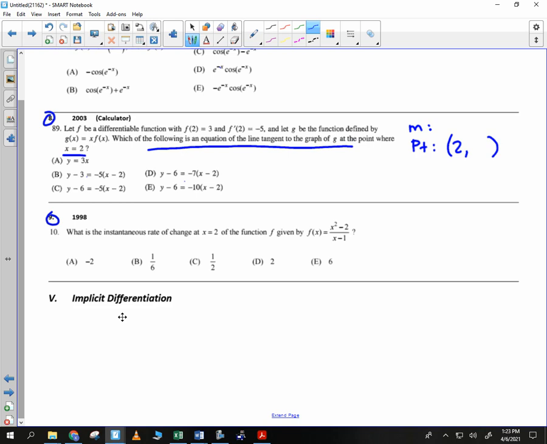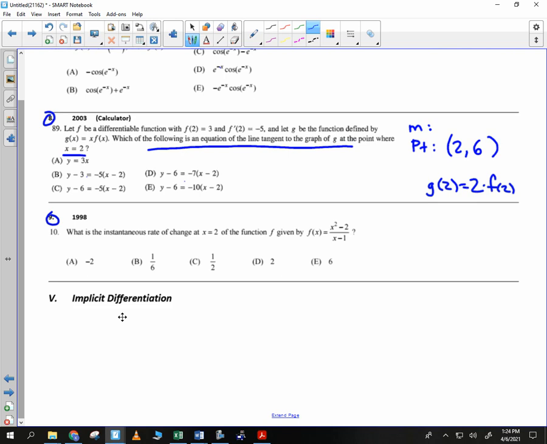Let's figure out the y value. It says that g of x is defined by x times f of x. So in other words, g of 2 is defined by 2 times f of 2. What is f of 2? What's 2 times f of 2? 6. So the point that it passes through is 2, 6. Yes? Now we find the slope.